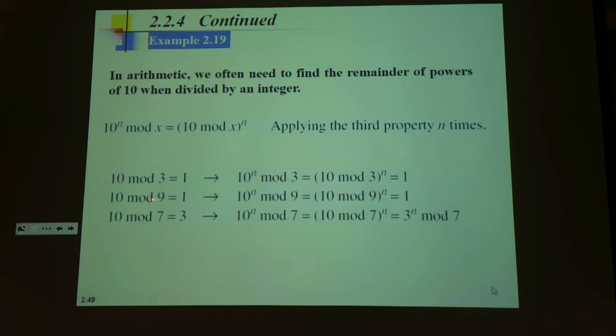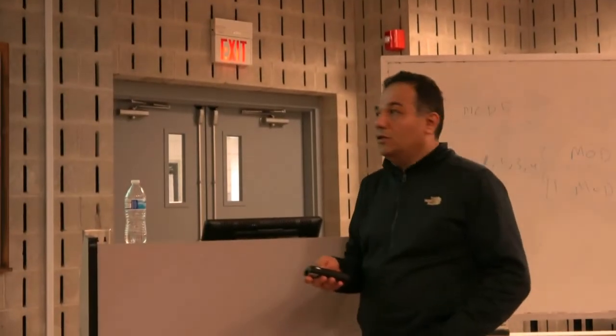Look here, 10 mod 9 gives you 1. So for 10 to the power n mod 9, you calculate 10 mod 9 and then raise it to the power n. The same thing applies here: just remove the power, then raise the result to the power n. This is the property.